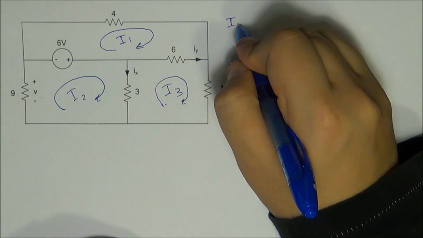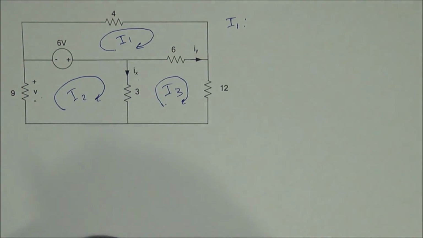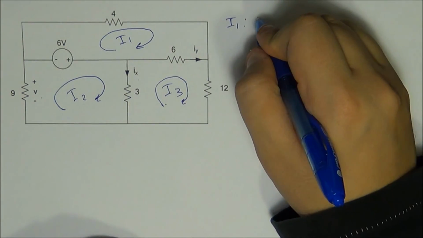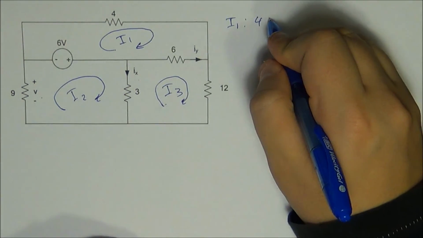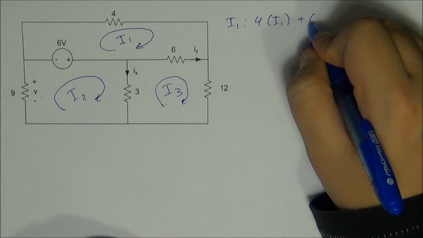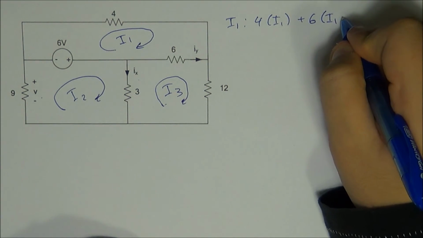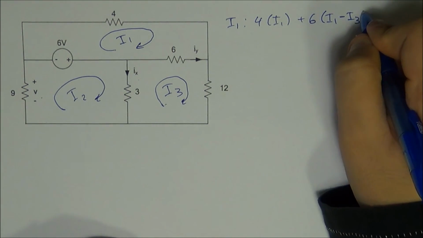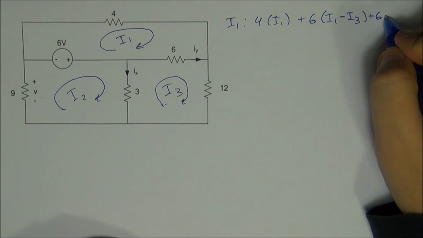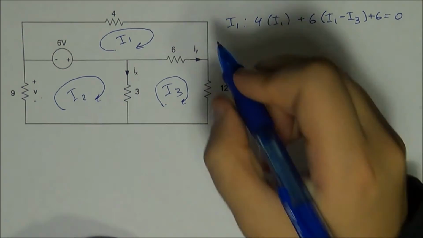So for I1, similarly to how we did in the previous example, we're going to go in a loop. So here you have a 4 ohm resistance, which is multiplied by I1, plus the 6 ohm, which is multiplied by I1 minus I3. We also have a plus 6 volt, and all of that is equal to 0.